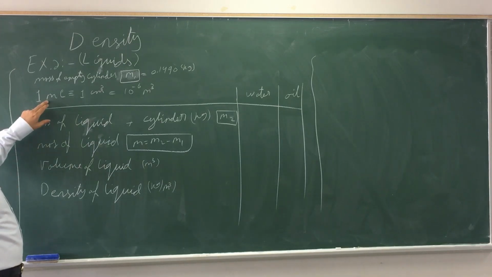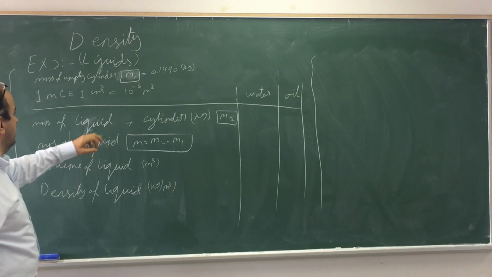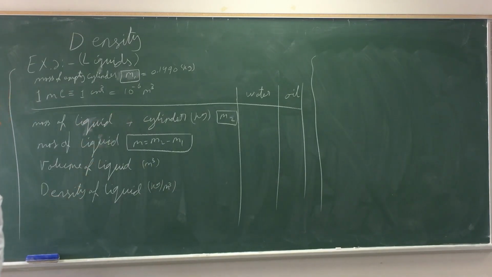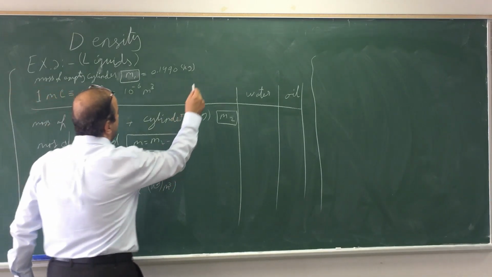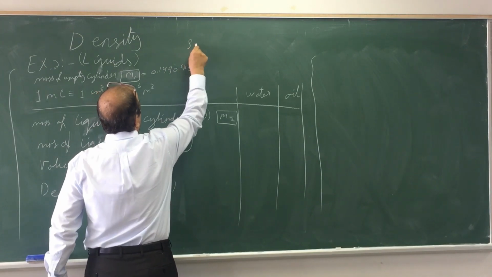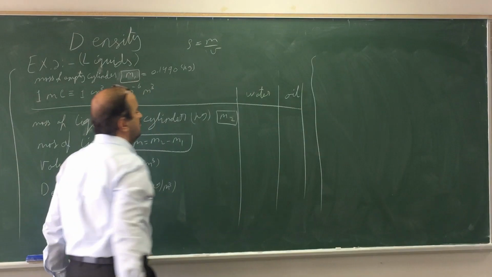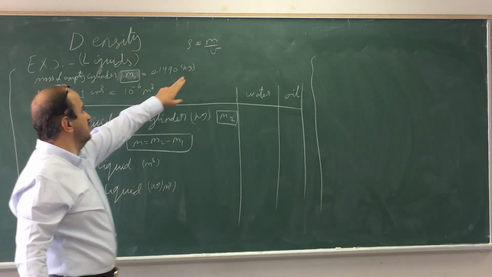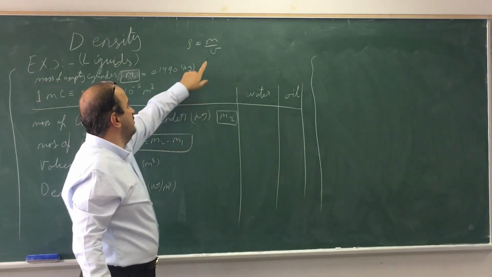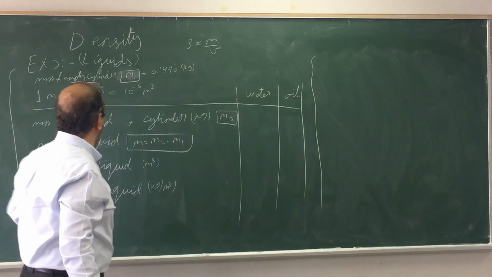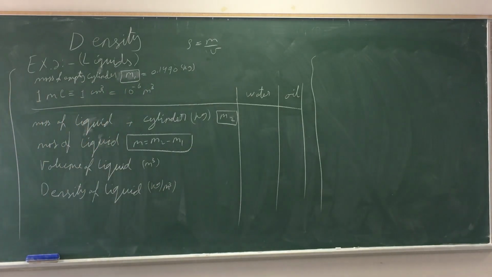Each reading in millimeters on these cylindrical tubes will give us the value of the volume of the object. Then we can use this formula: density equals mass divided by volume. The only problem we have with fluids is how to find their volume, and we can easily find the volume by using this graduated cylinder.